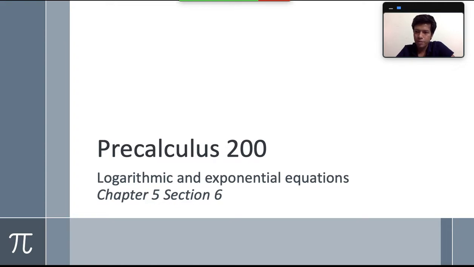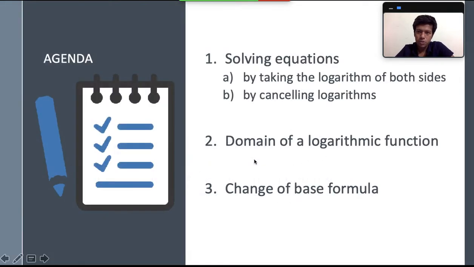Pre-calculus pre-recording video. This is about logarithmic and exponential equations, which is in section 5.6, but we will connect it with 5.5 as well. So this is the agenda: solving equations by taking the logarithm of both sides and by cancelling logarithms. Then discussion on the domain of logarithmic functions and the change of base formula. So this is the agenda for this lesson video.